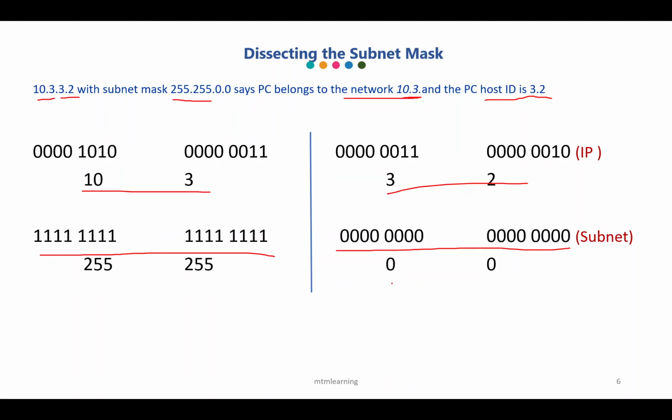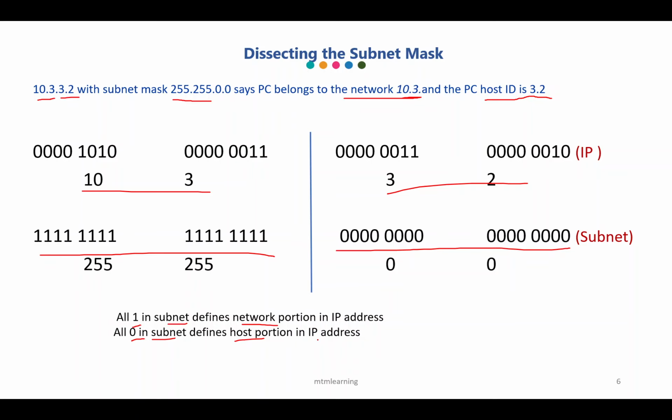Some of them are available online. As I said, ones in the subnet define the network portion, and zeros in the subnet define the device host portion in the IP address. So I kept this place blank so that I can take you online and show you how we can use an online calculator instead of using this one-zero conversion.